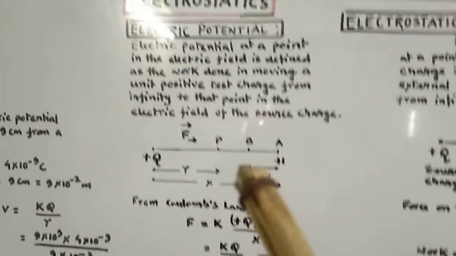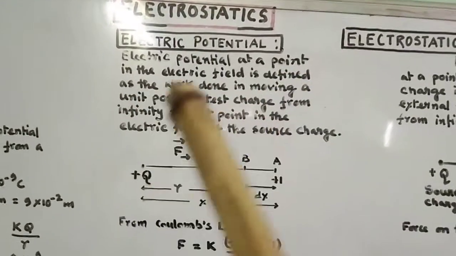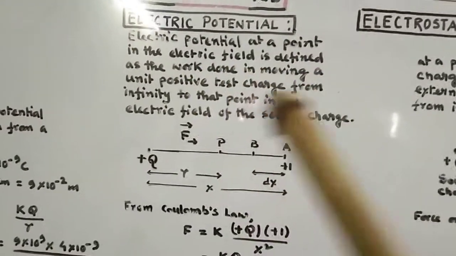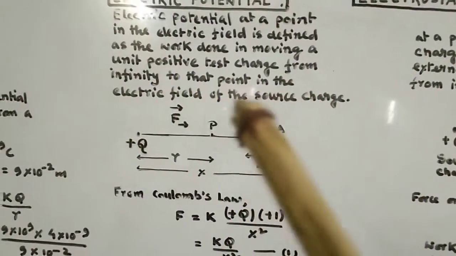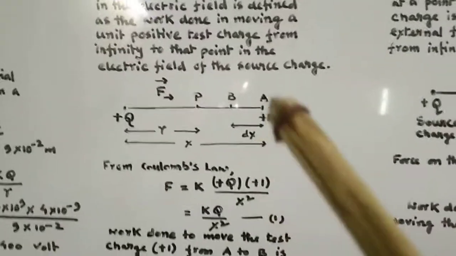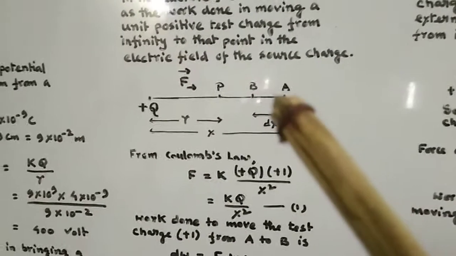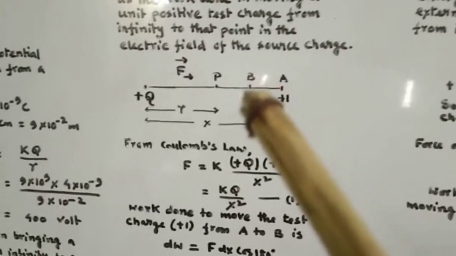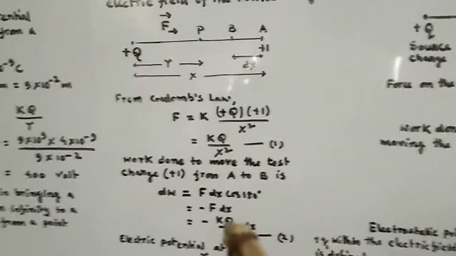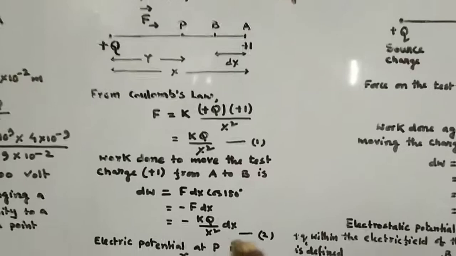Now as per the definition, it says that electric potential at a point in the electric field is defined as the work done in moving a unit positive charge from infinity to that point in the electric field of the source charge. So here experimentally infinity you can't define, that's why we have considered two finite points A and B, and we have calculated the work done. Now this work done is nothing but minus kq by x square dx.